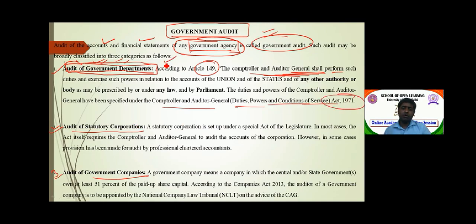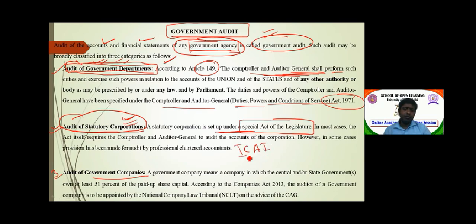So even in the case of government department or the government institution or the government company, the Comptroller and Auditor General is going to decide the frequency, the time, periodicity, and the persons who are going to audit the financial statement of the government company. Then the second part is audit of statutory corporations. Statutory corporation means institutions that have been set up by a special act of the parliament. So there is a special legislation that has been created, like for example ICAI has been created with the special act of the parliament.